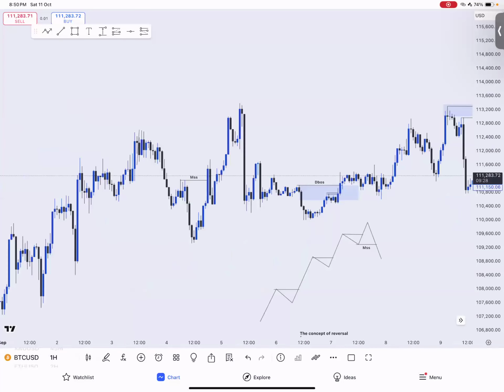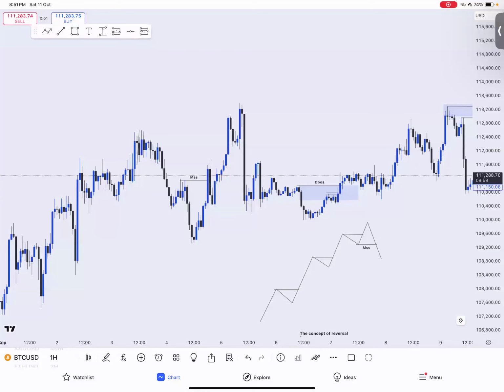So double break of structures is used to trade continuations, while market structure shift is used to trade reversals. So just get that in your head. If the market is in any direction, before it will start reversing, you must first of all see a market structure shift. But if the market is in any direction and you want to still trade in that direction, look for double break of structures. So that is that for the structure part of this strategy.